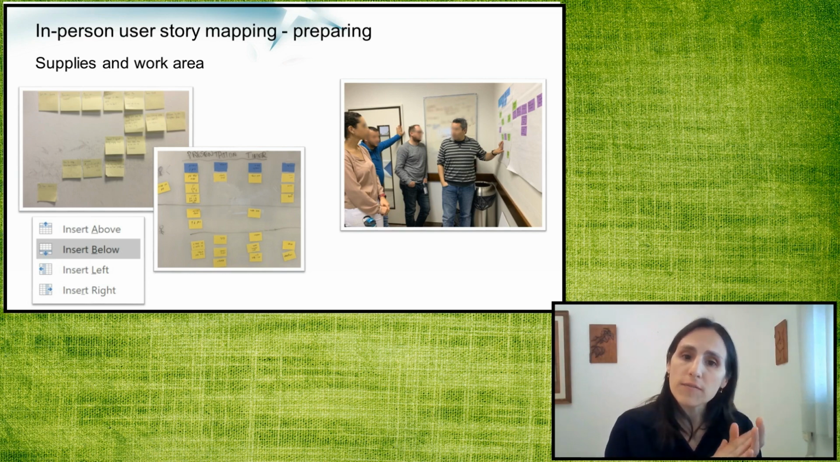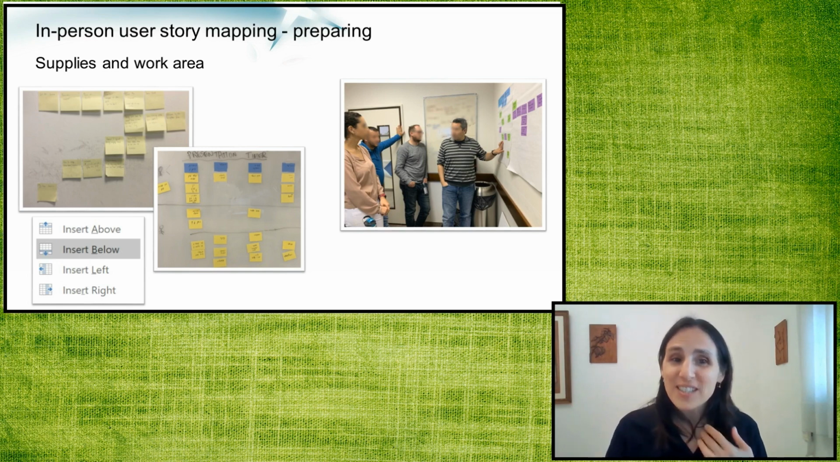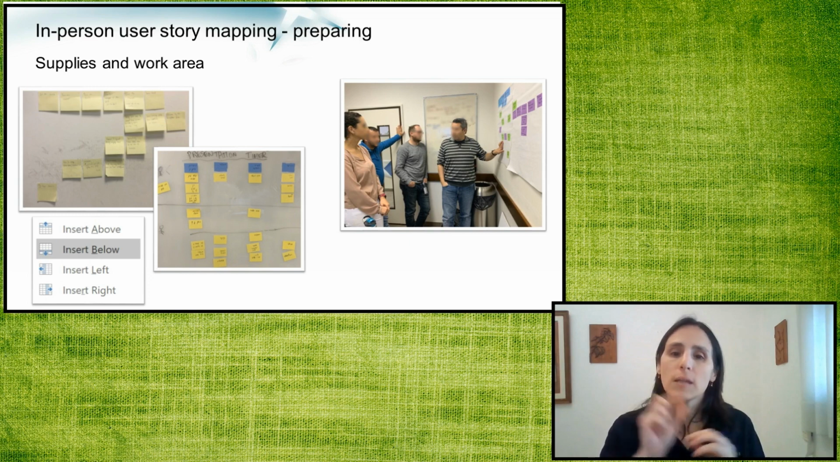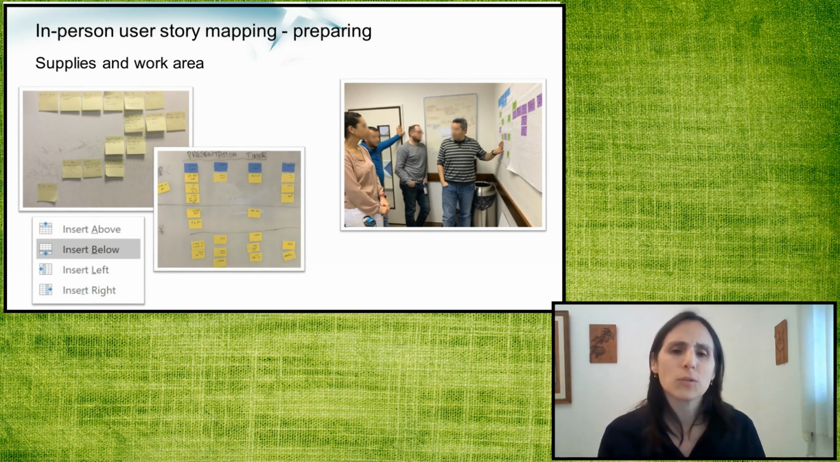So if we are doing the physical user story map, then there are a few things you need to keep in mind as far as supplies. You definitely want to have enough stickies. You're going to want markers that are just the right thickness: not too thin, where, as you can see in this photo, it's a little bit hard to read, and not too thick, where it gets to be too much to write.